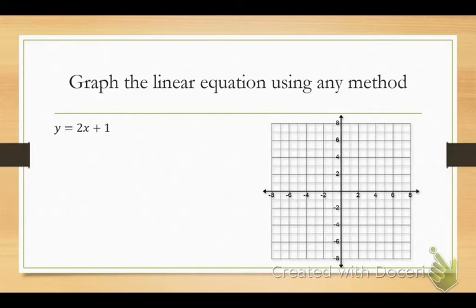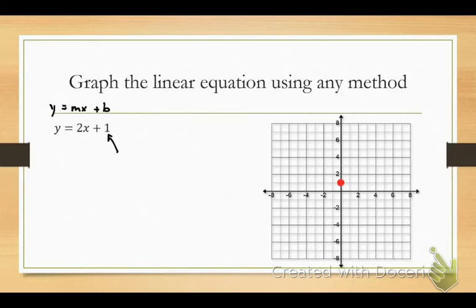Y equals 2x plus 1. Look at the equation. Where does my first point go? I see a lot of you guys got it. My first point goes on the y-intercept, my b value. Remember, this is y equals mx plus b. My first point goes on my y-intercept.